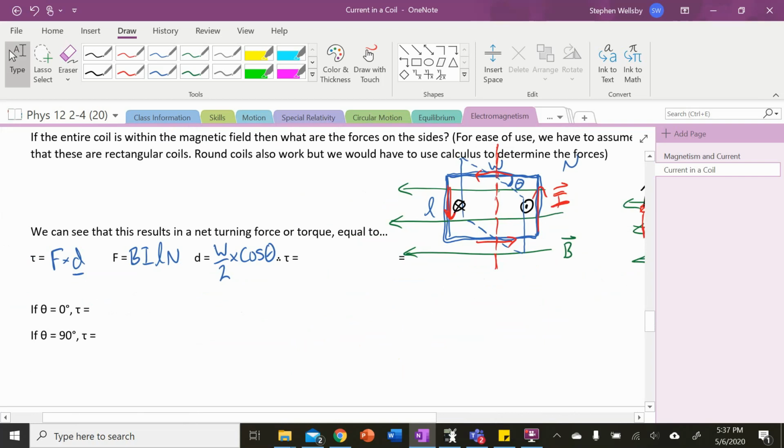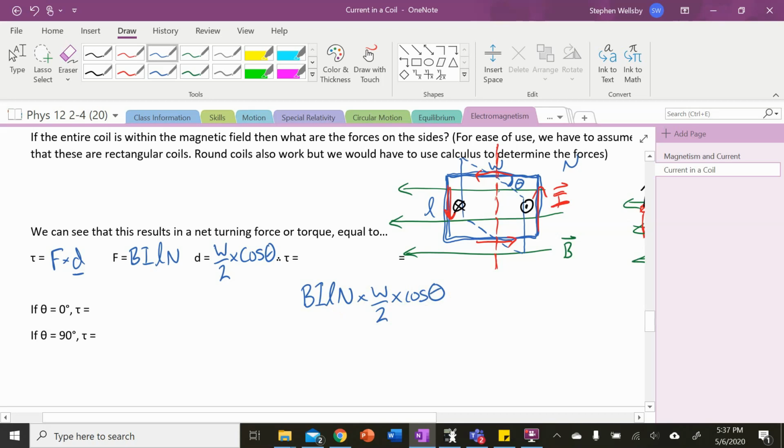So now we're going to put all this together. If we're looking at one set of wires, let's look at the left-hand side here. The total amount of torque is going to be force times distance, where my force is going to be BILN, and my distance is going to be W over 2 times cos theta.